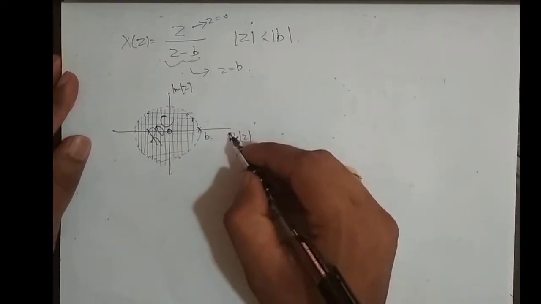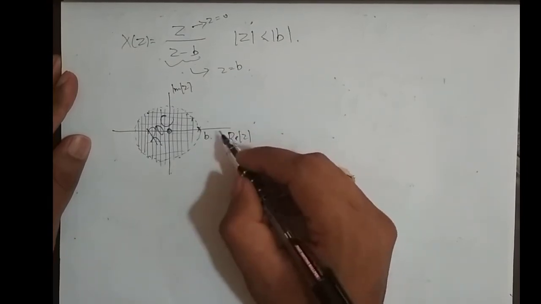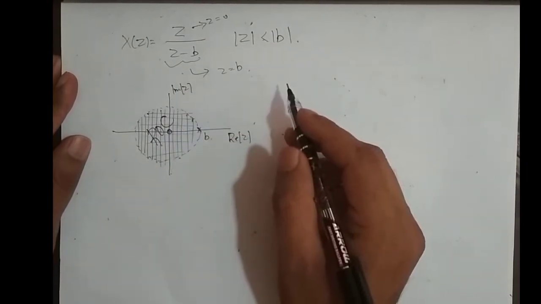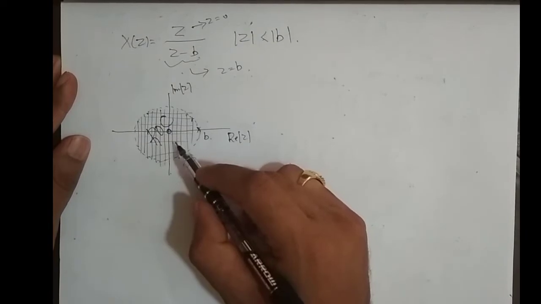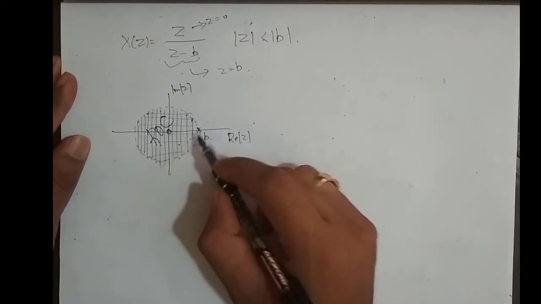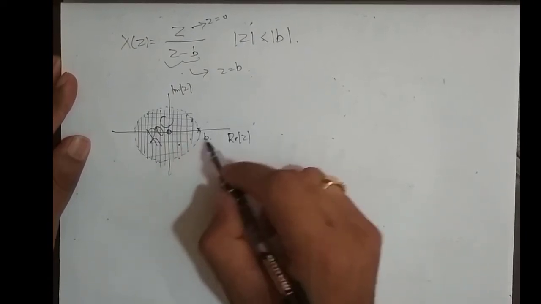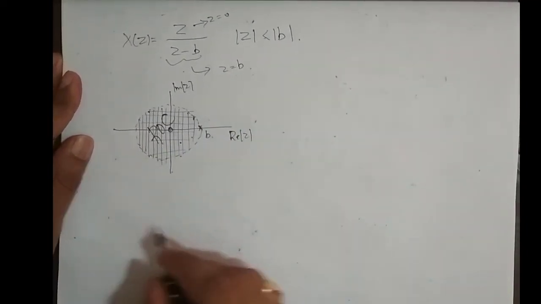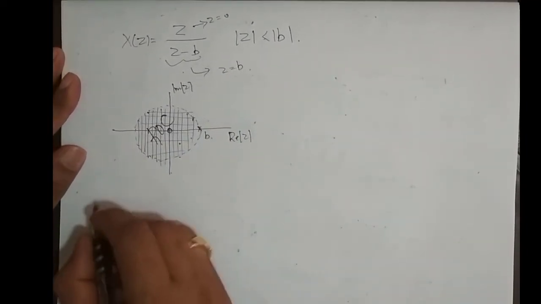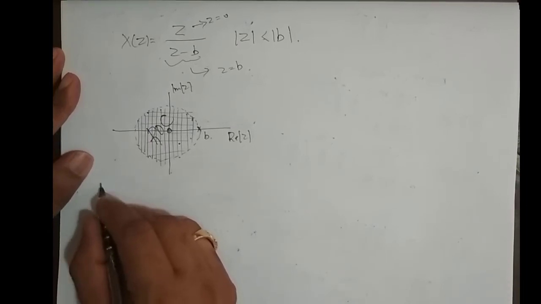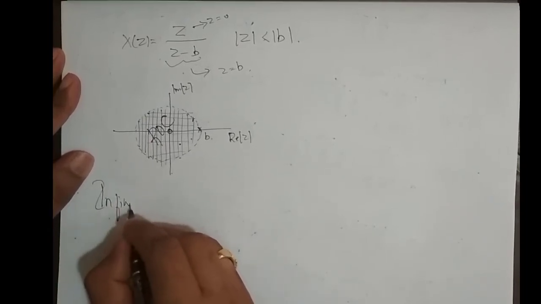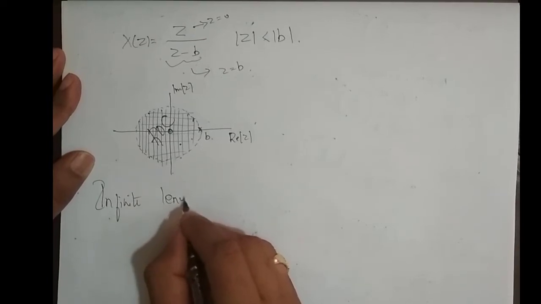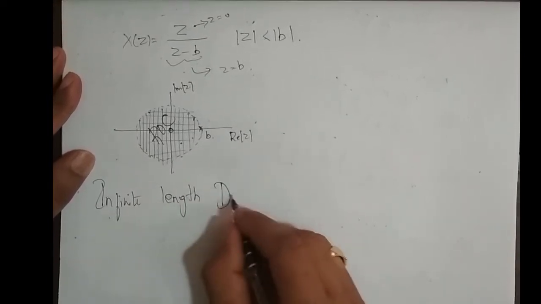So in the infinite length right sided sequence, ROC was outside the circle with radius a. For a left sided sequence, ROC is inside the circle with radius b. Fine. Now let me just discuss one last topic. It is the infinite length double sided sequence.